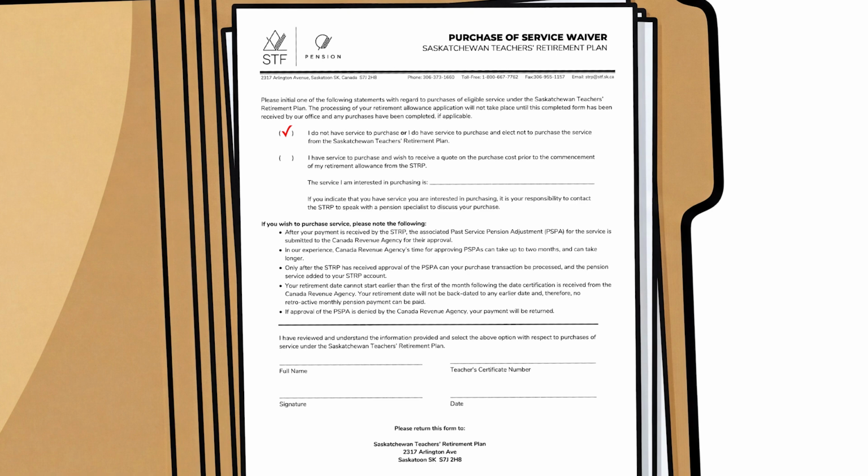Check the first box if you do not have anything to purchase or are choosing not to purchase eligible service. Check the second box if you have eligible leaves or strike days to purchase and you want the STRP to provide you with a quote so that you can purchase them before your retirement date, and indicate the type of service you want to purchase.